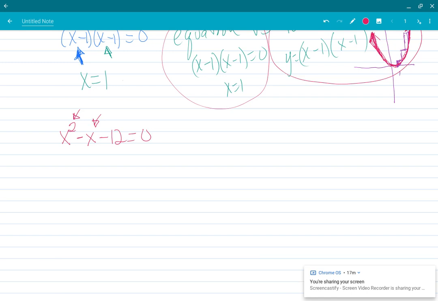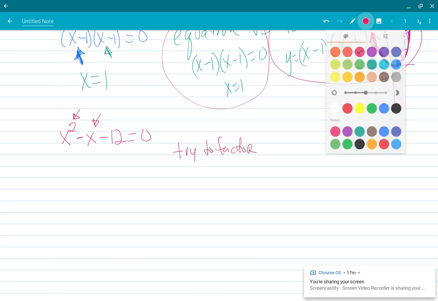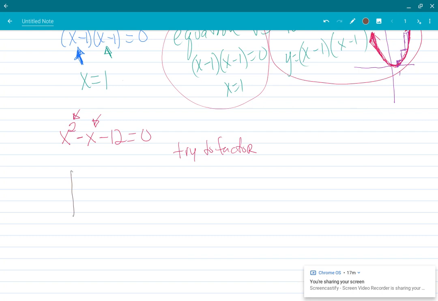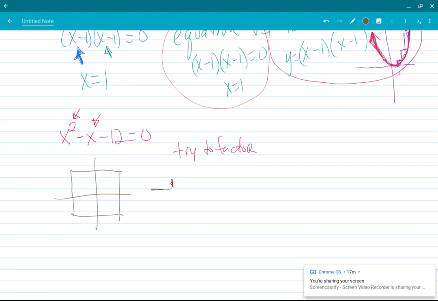become 0? So first step is try to factor it, right? And remember, the factoring is you're drawing the box. Little by little, you may not need to draw the box. Then you think of two numbers that add to -1. And I say -1 because right here is actually a 1, right? And the same two numbers multiply to -12.